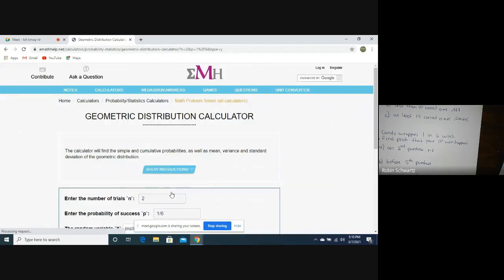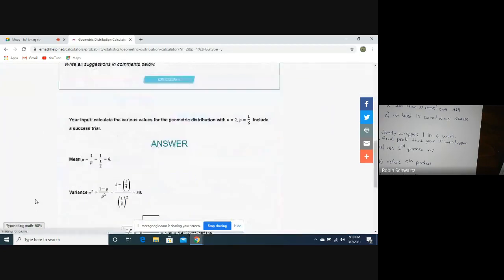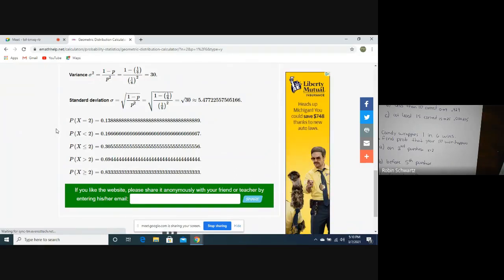Give it a second. And now scroll down. And what it does is it gives you all probabilities around 2. So you've got X equals 2, under 2, less than or equal to 2, greater than or equal to. So now it's just interpreting, well, which one of these do you want? And we want it exactly on the second trial. So that's where X equals 2. So that probability is given right there, 0.139.